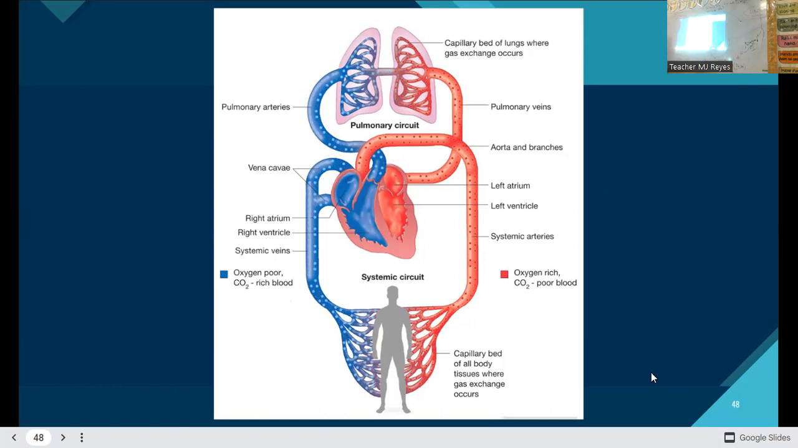From the left ventricle, blood is pumped to the aorta, passing through the aortic valve. The aorta is the largest artery in the body, and it branches into all parts of the body. From all parts of the body, the blood returns to the heart through the inferior and superior vena cava, going into the right atrium. And the cycle repeats again and again. This is your pulmonary circulation, and this is your systemic circulation.